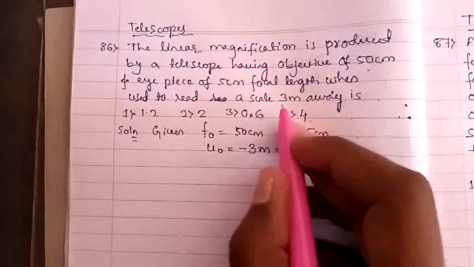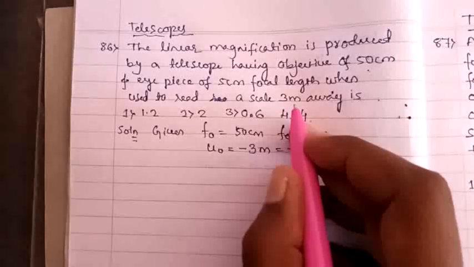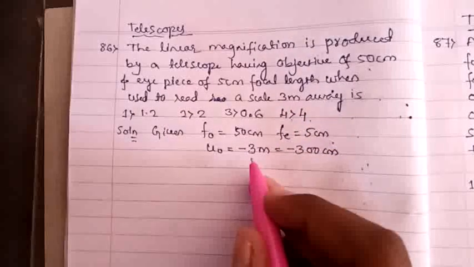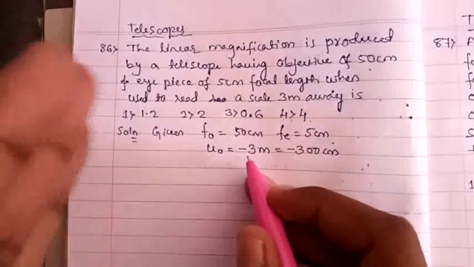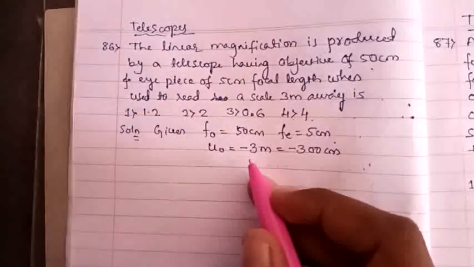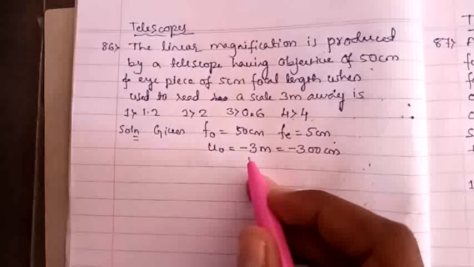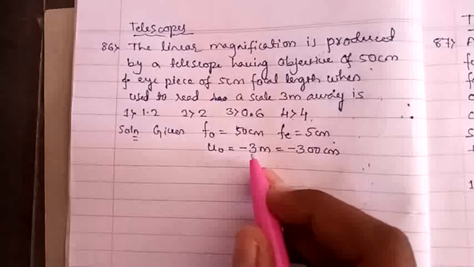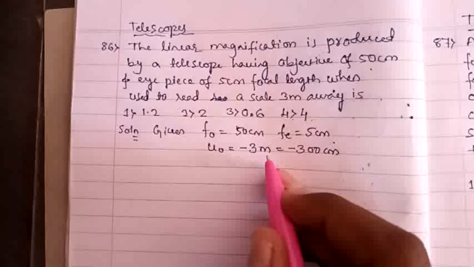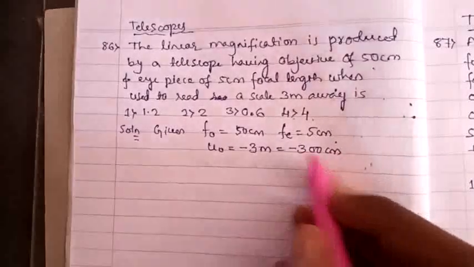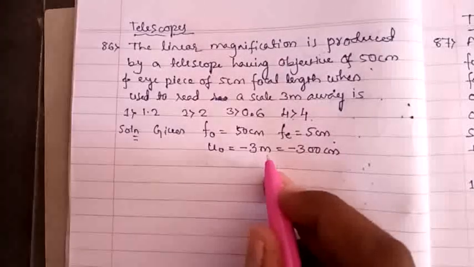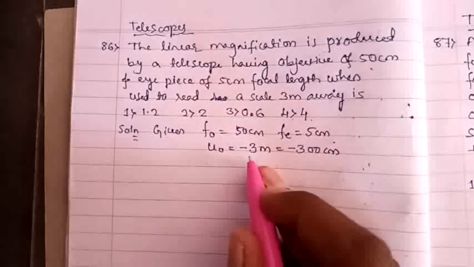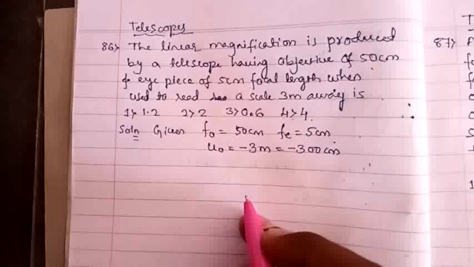When used to read a scale 3 meter away, means what is the distance of the object? Scale is nothing but the object here. The distance of the object from the objective lens is 3 meter, but we are going to take it as negative because it is at the left of the objective lens. Minus 3 meter. It is in meter, we have to convert this to centimeter because focal lengths are given in centimeter. So 1 meter is 100 centimeter, 100 into 3, that is minus 300 centimeter.